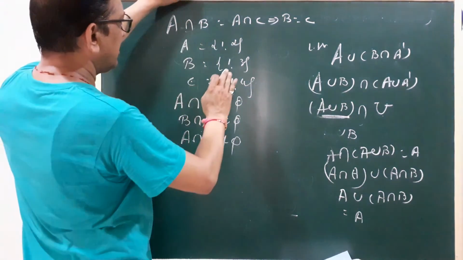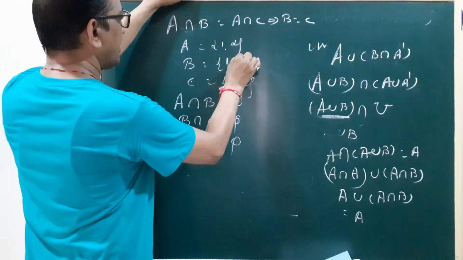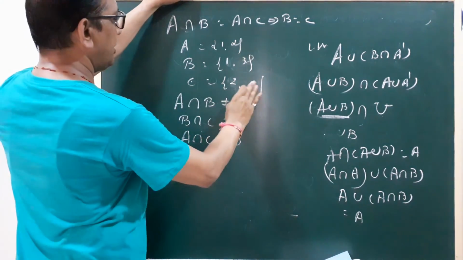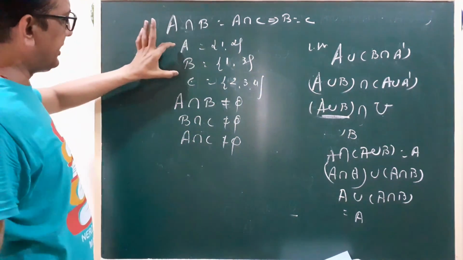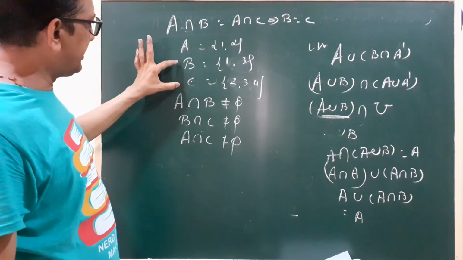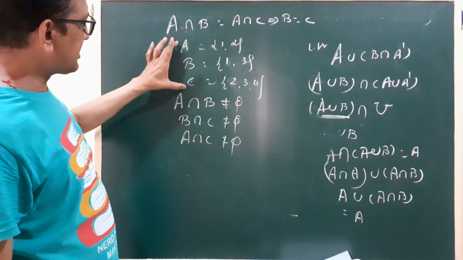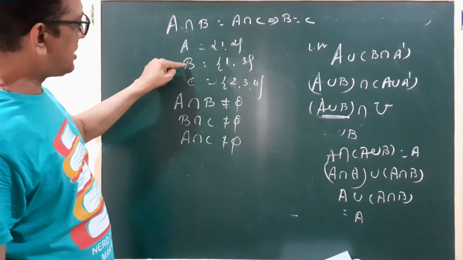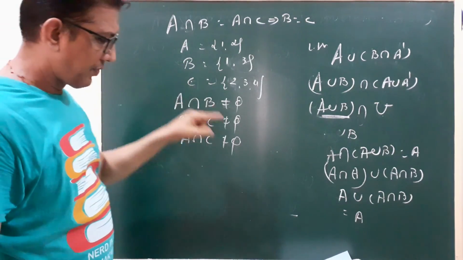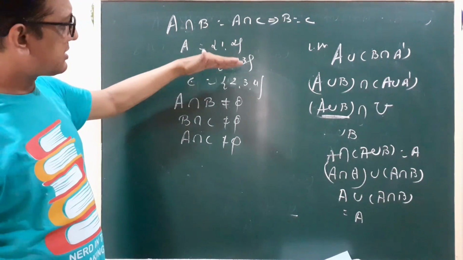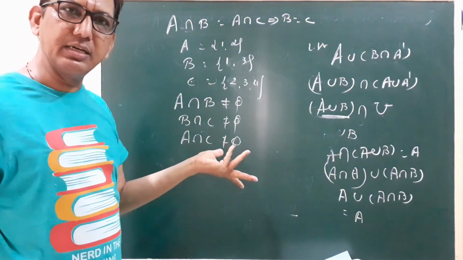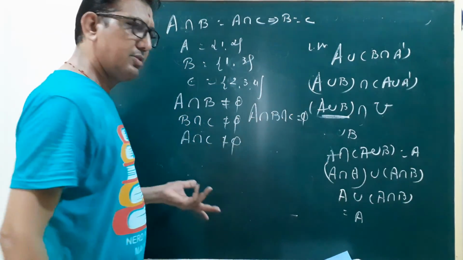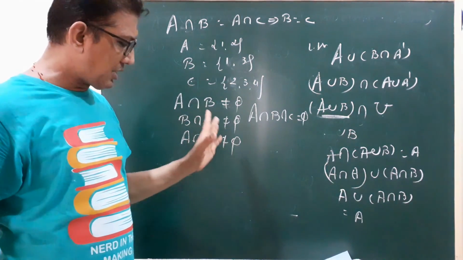So change your sets here. Here we take {1, 2}, {1, 3}, and here we take {2, 3, 4}. A intersection B is not a null set, B intersection C is not a null set, A intersection C again is not a null set. But A intersection B intersection C is an empty set. A common element of the three sets is not present in all the sets. So we write here that A intersection B intersection C is a null set. Is it clear? Okay. So this chapter is completed.